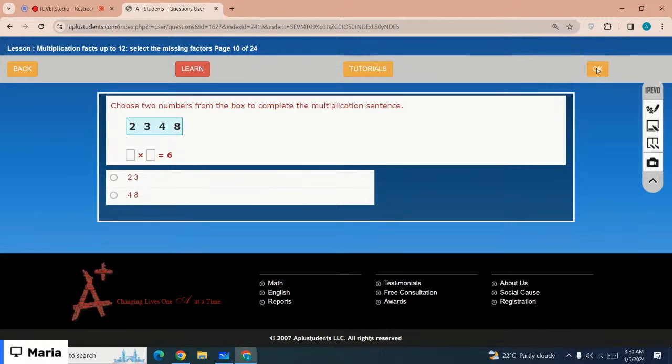The correct option is 2 times 3 equals 6. The correct option is option number 1. Okay, you can complete the lesson by yourself later today. Let's just move on to the next lesson.